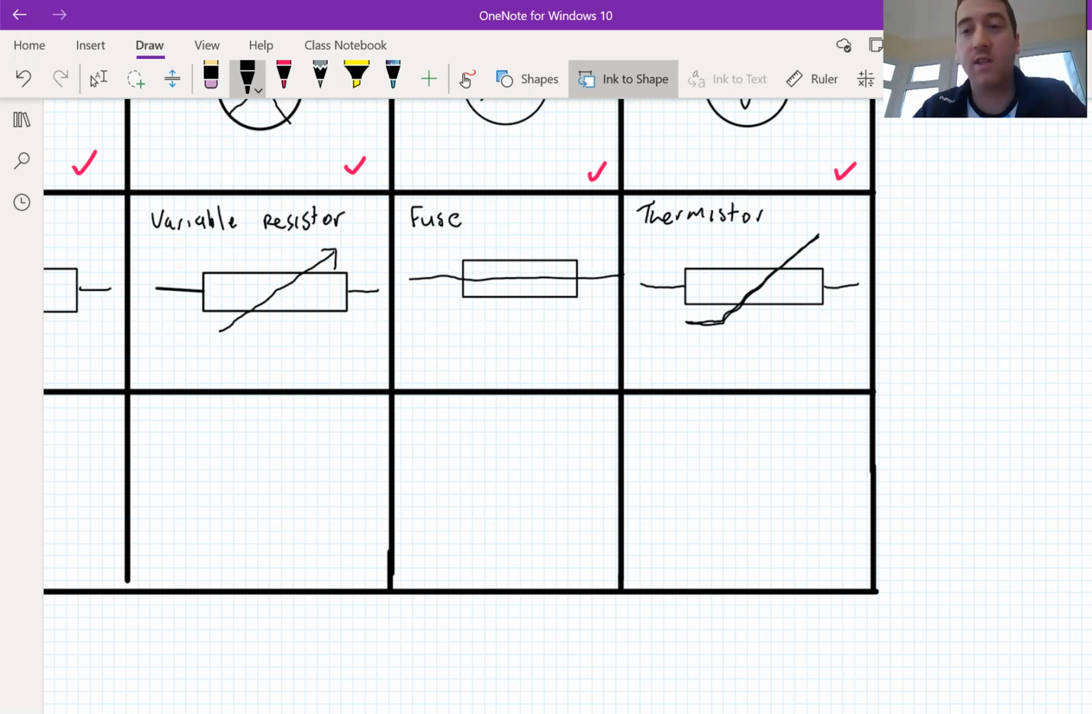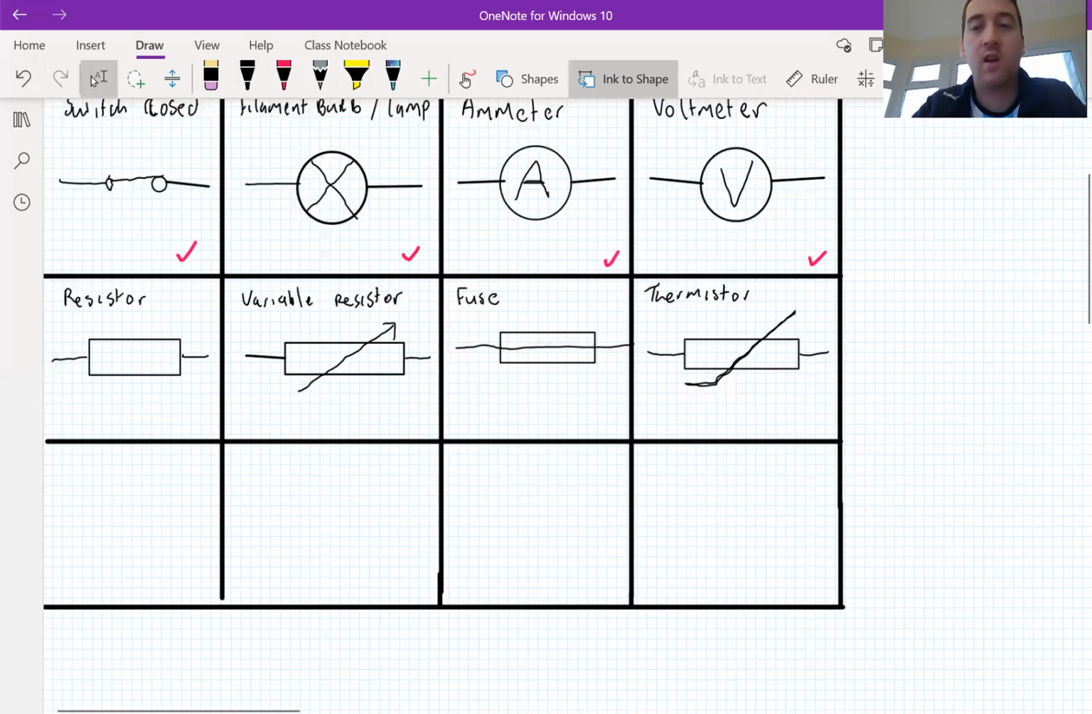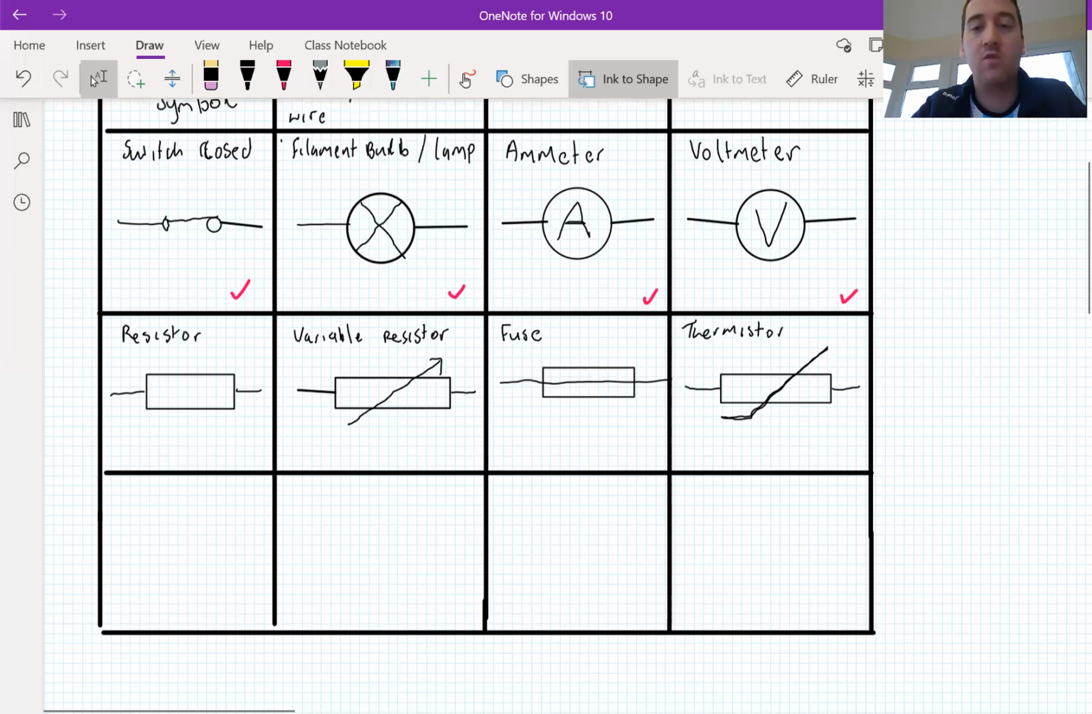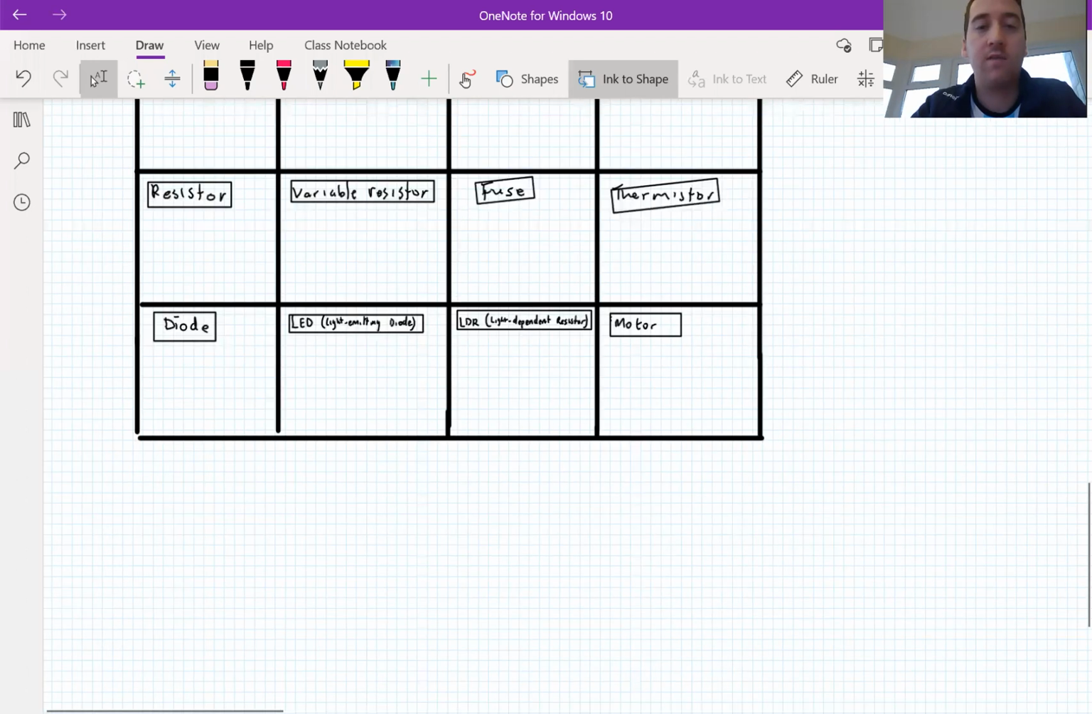I'll repeat that. It has a high resistance at low temperature. So when the temperature is cold, it restricts the flow of electrons. So it reduces the current when the temperature is low. When the temperature is high, it does the opposite. It lets the current flow. Its resistance is low when the temperature is high. So this allows us to use temperature to control a circuit. That is a thermistor.